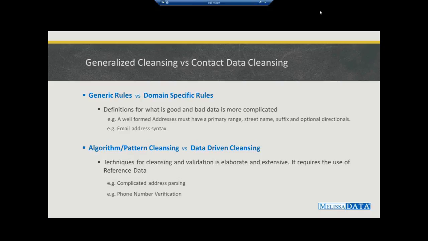There are specific rules revolving around addresses. For example, an address is supposed to have a street name and a range at the very minimum, although it could also sometimes have directionals and suffixes and so on. Email addresses have the same rules and industry standards that need to be followed. There are syntaxes when it comes to emails, proper syntax, proper casing, proper characters that you need to be able to use, and there is also a standard, RFC standards for email addresses. So these are, again, domain-specific rules that apply specifically to contact type data, and that doesn't apply to more generic data types.